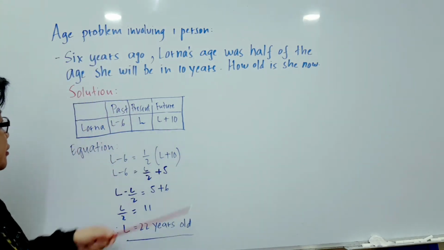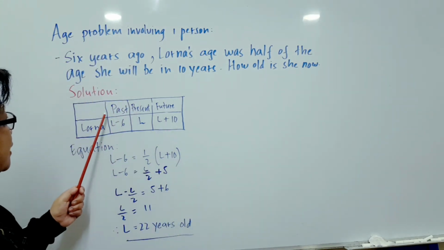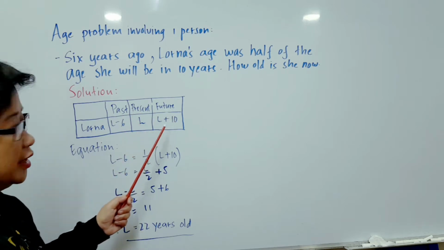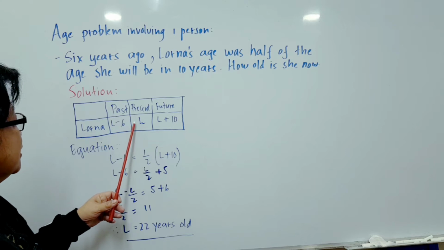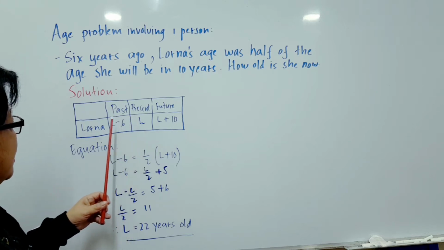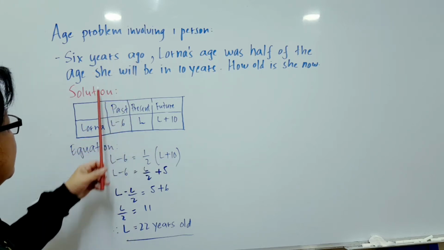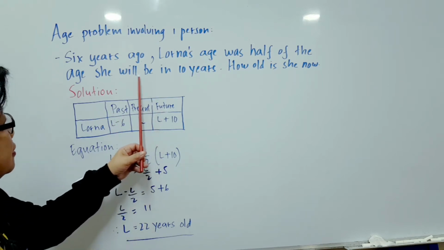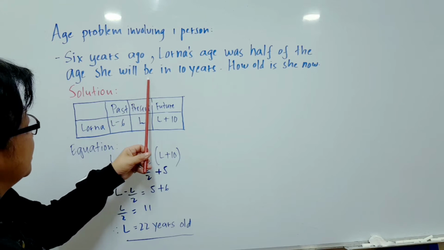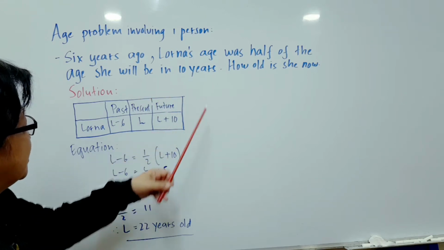Now here is our solution. We tabulate the past, present, and future age of Lorna. Now we let the present age of Lorna be L. Of course, 6 years ago, so it will be L minus 6, the past age. And the future is, because it will be in 10 years, L plus 10.